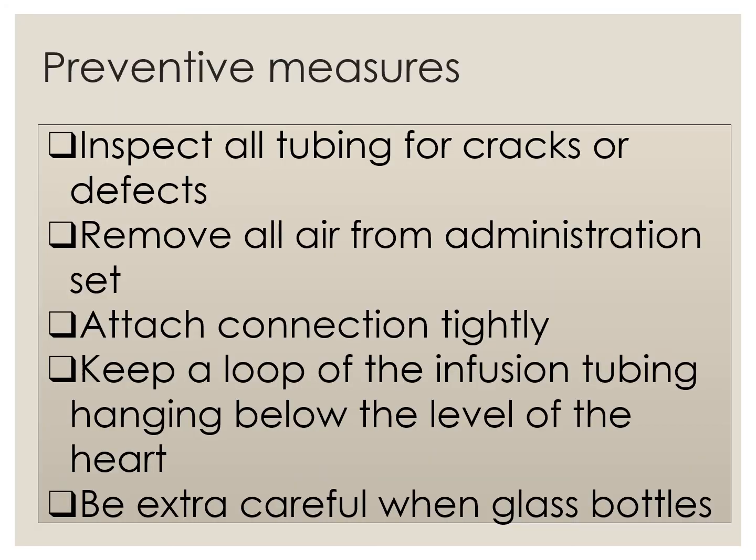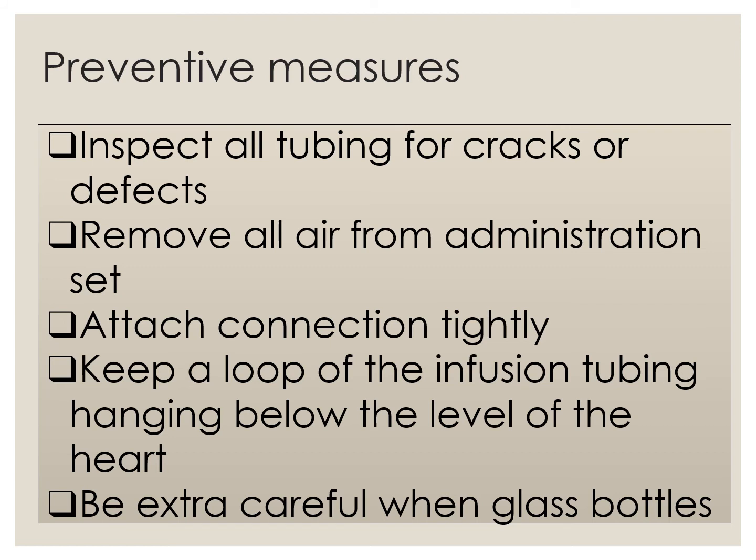Intravascular air embolism is a rare, serious complication resulting in significant morbidity and mortality, but it is a preventable complication. So how can we prevent this complication? You have to inspect all tubing for cracks or defects. Before administering any type of medication, you have to assess the administration set and make sure that there are no cracks or defects in the set. Then you have to remove all the air from the administration set.